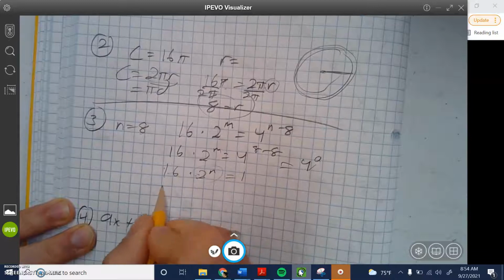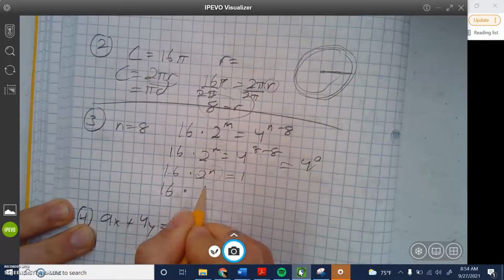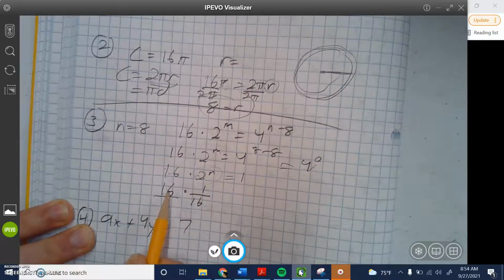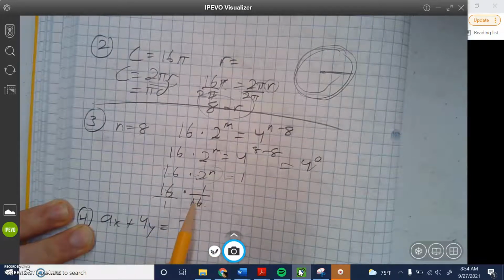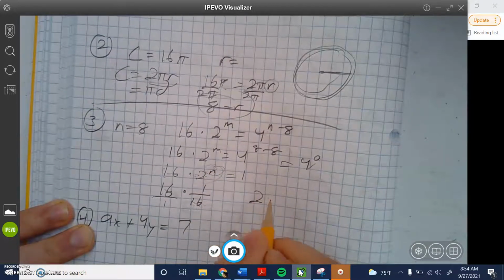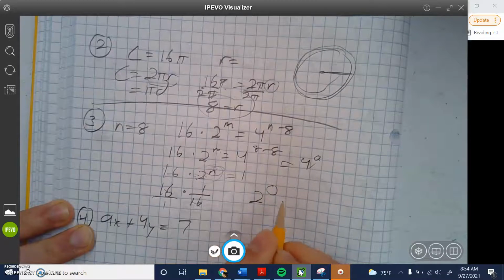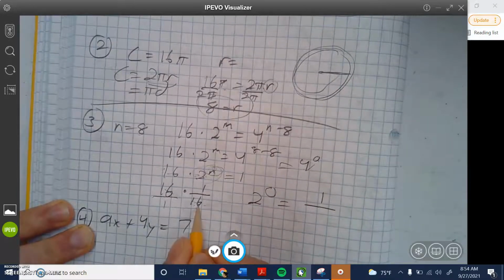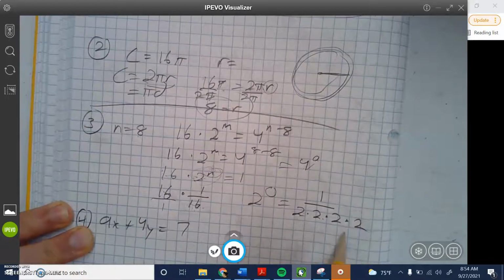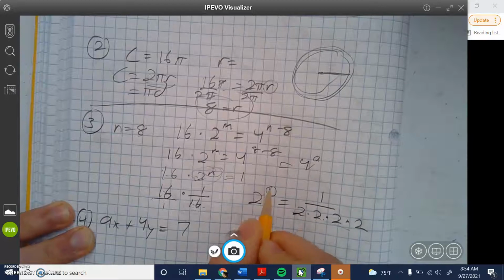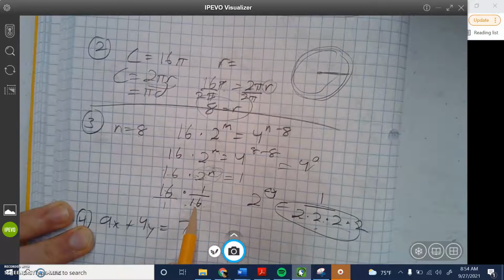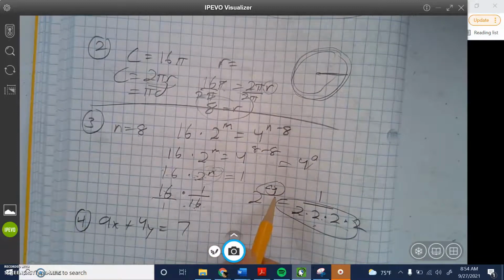So I'm thinking, okay, so if I have 16, then I need 1 over 16 here. Why? Because 16 divided by 16 is 1. So I need 16 on my denominator. So I know I need a negative exponent here. So 2 to the what power is 1 over 16? 2 times 2 is 4, 8, 16. So that's negative 4. So this is 1 over 16. 16 divided by 16 is 1. So the answer is negative 4.